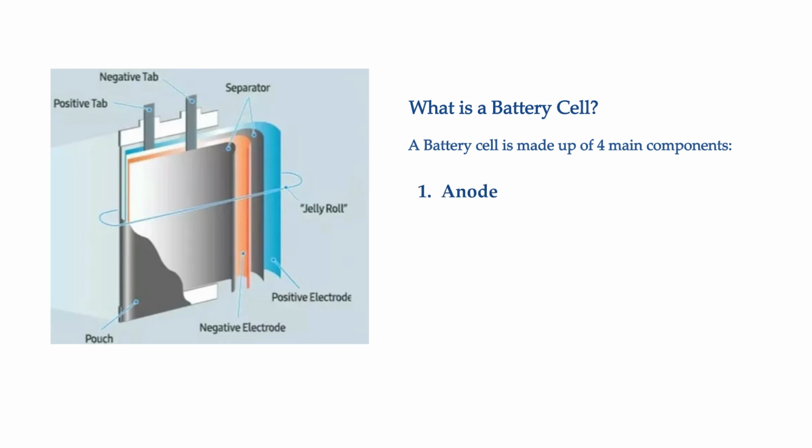1. Anode. It conducts positive electron flow. 2. Cathode. It conducts negative electron flow. 3. Separator. It separates the anode and cathode and prevents short circuits. 4. Electrolyte. It is a conductive solution that helps the flow of ions between the anode and cathode.